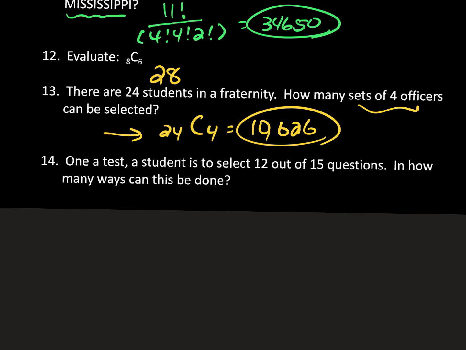14, on a test, the student has to answer 12 out of 15 questions. Okay, think about this. If you only have to answer 12 out of 15, it doesn't matter which order you pick your 12 in. So it's a C. It's 15 C 12. So I'm going 15, math, C 12. I'm getting 455 right there.